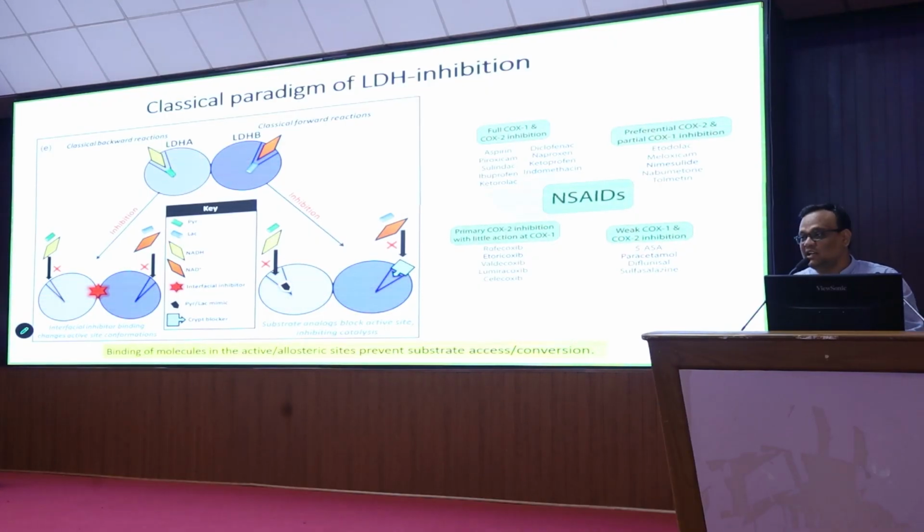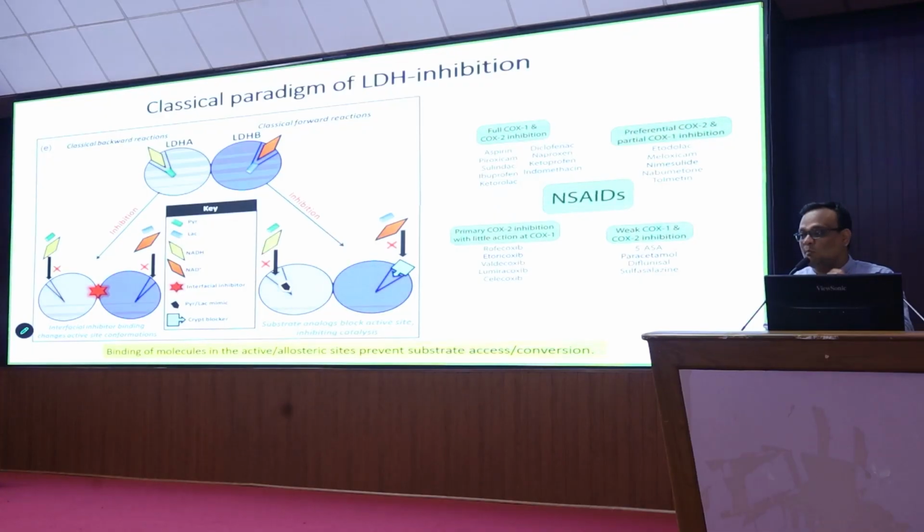An interfacial inhibitor can bind between the two monomers and give you lesser access to the active site channel, and that can be leading to inhibition. You can also have crypt blockers or oxamic acid, for example, which is known to go all the way in. So we have a lot of non-steroidal anti-inflammatory drugs which are known to be either selective.